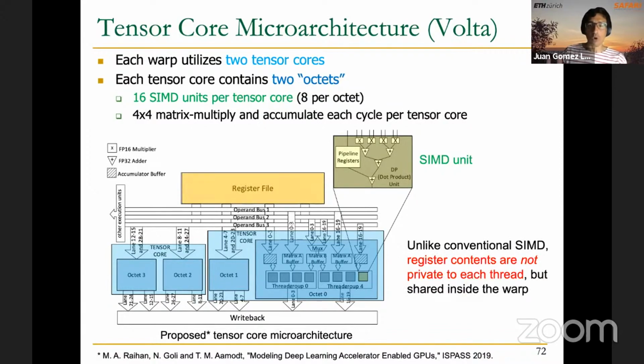The most surprising thing about these cores with respect to conventional SIMD engines is that here we don't have a partitioned register file where each thread can only access its own registers. Here, the registers are all shared inside the same warp to make these vector product operations much more efficient.